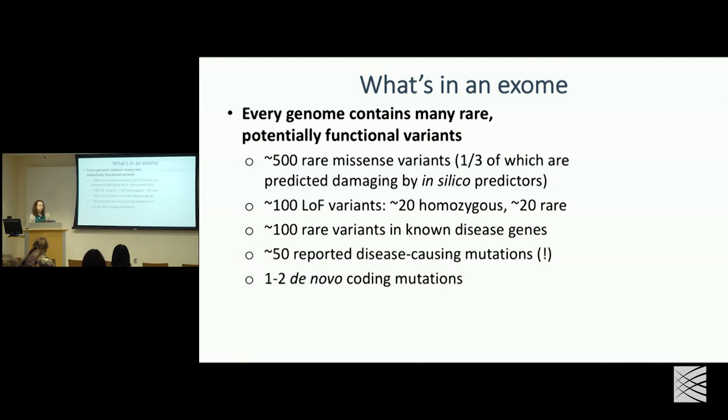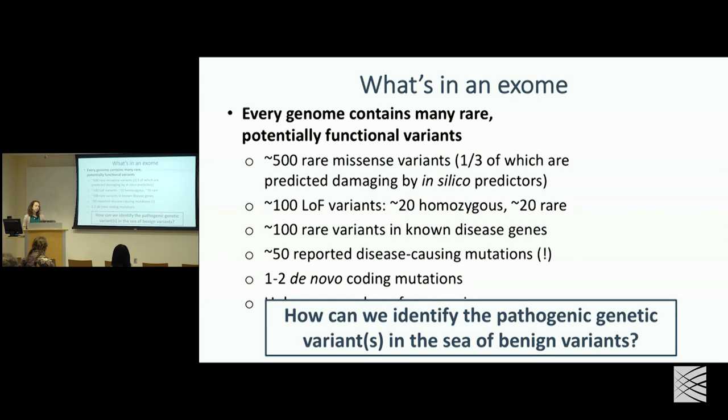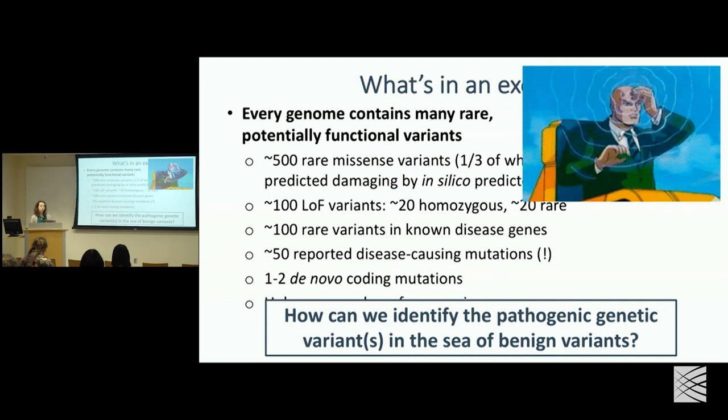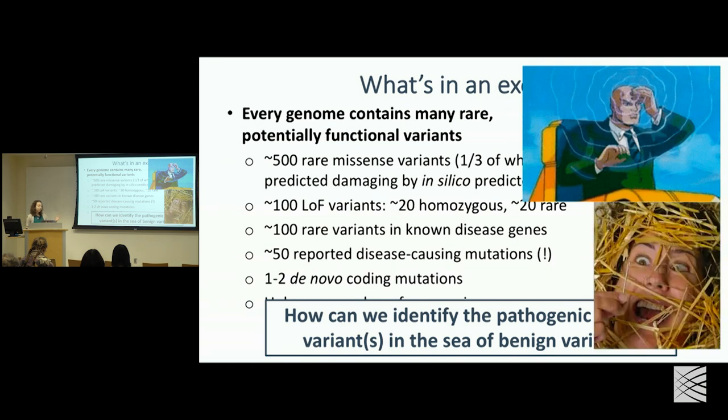We all have one or two de novo protein coding mutations, so that's a new mutation in us. And then we have an unknown number of sequencing errors. So our goal as a clinical geneticist or in rare disease exome analysis is to find these pathogenic genetic variants within this sea of benign variation. This is obviously the approach we would like to take: we would like to just be able to see where that variant is and know it right away. This is our current approach. It actually works pretty well. We're able to make a diagnosis in about 30% of cases, but it requires digging through the exome variant data until we kind of look like this and find what we're looking for.